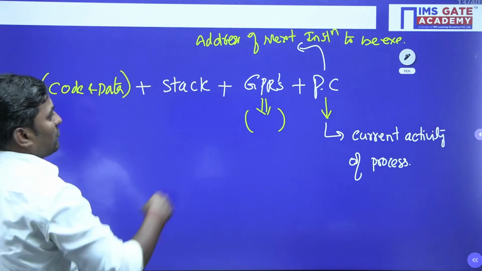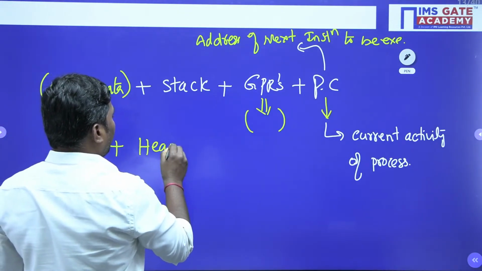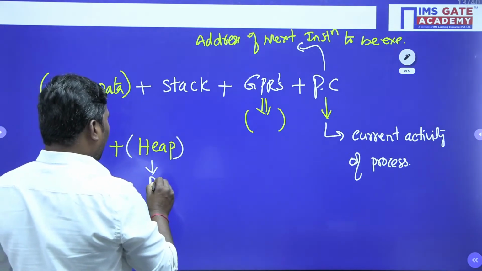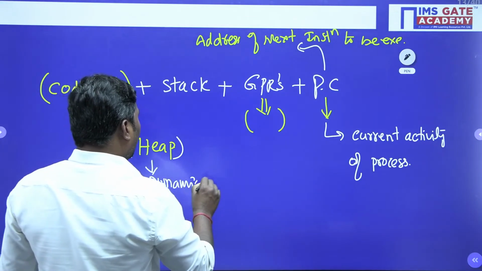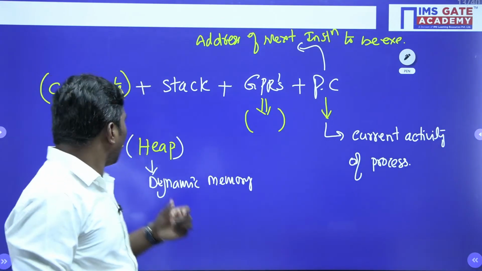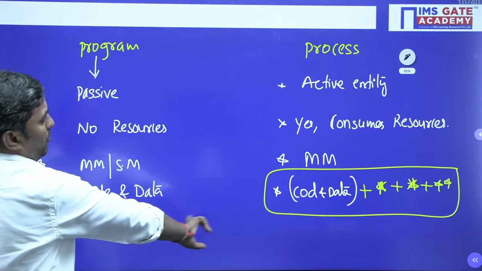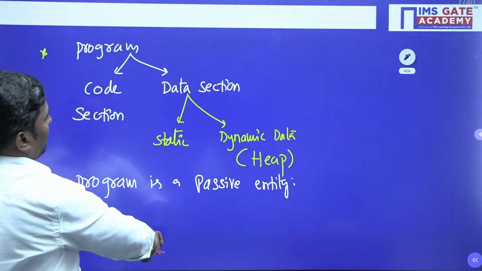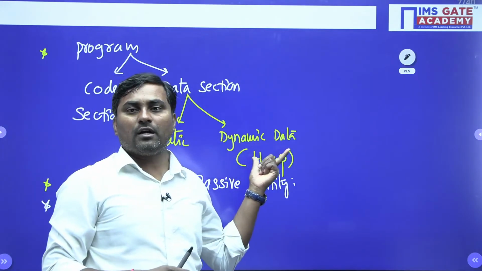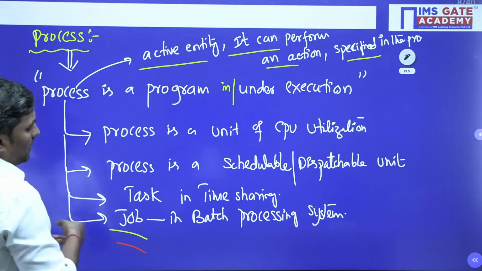Now, along with this, again I am adding, so we are adding heap area also. Heap memory. Please understand, heap memory is nothing but dynamic memory. So dynamic memory means what? As I mentioned, the data section is static data. All dynamic data is stored in the heap area only. So for each process, some heap portion also we are adding.